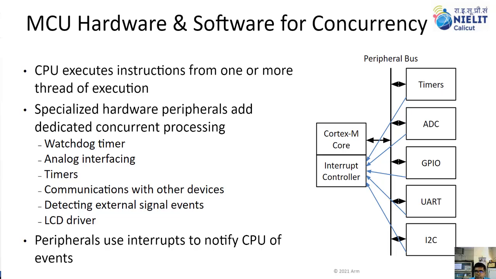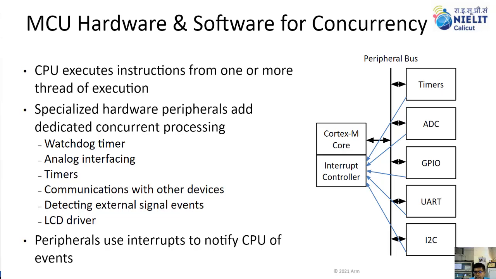And specialized hardware peripherals add dedicated concurrent processing. In order to do the concurrent processing, sometimes, as I told you in fault tolerance, for fault detection purposes, watchdog timers were used, and then there are analog interfaces for reading analog values, multiple timers, and there are I2Cs, SPIs, etc. for communicating with other chips, and then there are LCD drivers. Okay, and there are detecting external signal events.